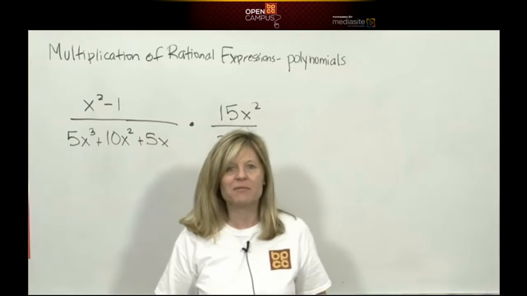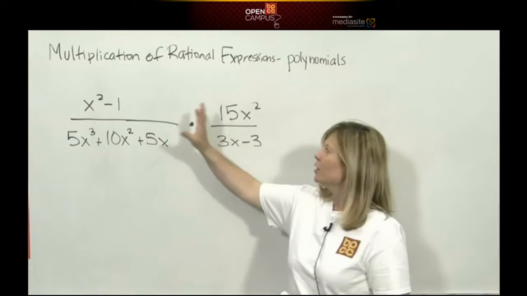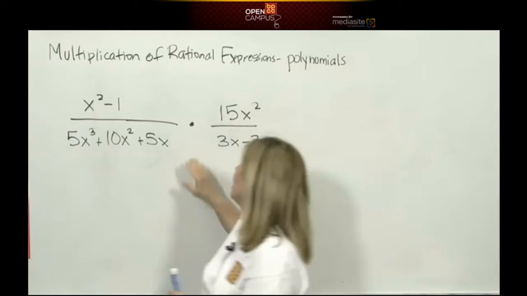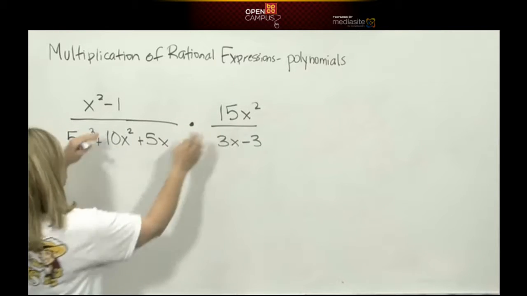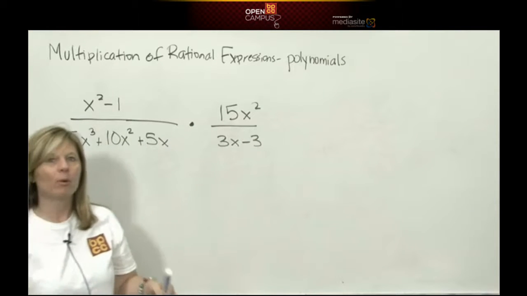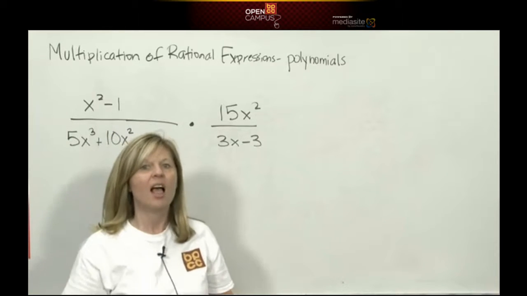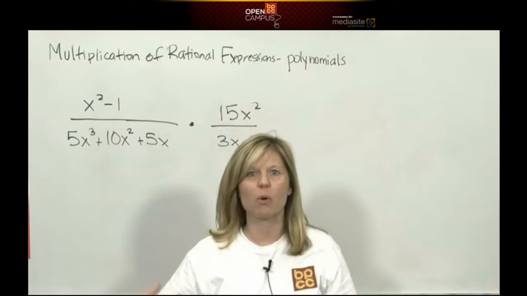All right, let's have some fun here and let's multiply two rational expressions that contain polynomials. The dot means multiply, the bar means divide. We know that, but we also know we cannot divide if we're connected by addition and subtraction. That's why the rules of factoring were so important.